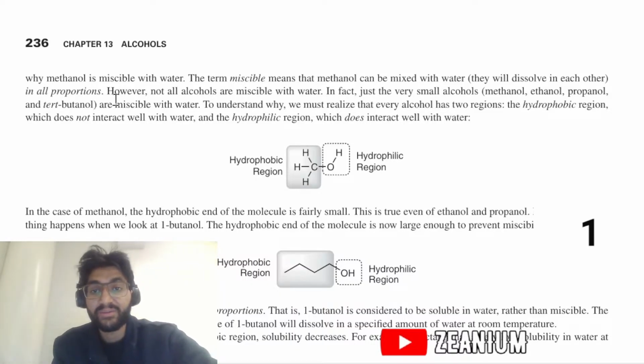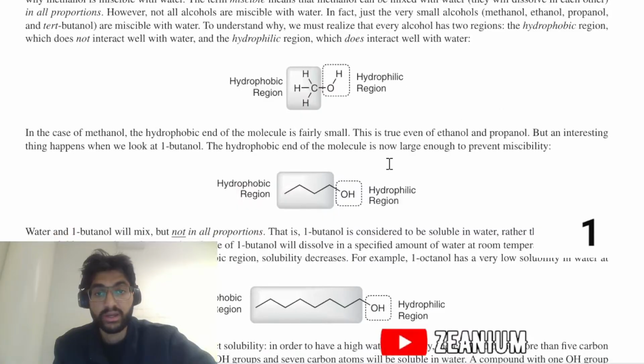However, not all alcohols are miscible with water. In fact, just the very small alcohols, methanol, ethanol, propanol, and tert-butanol, are miscible with water. To understand why, we must realize that every alcohol has two regions: a hydrophobic region, which does not interact well with water, and a hydrophilic region, which does interact well with water.